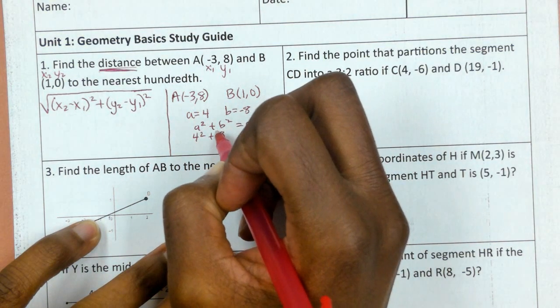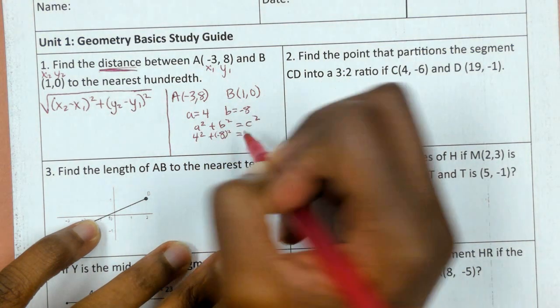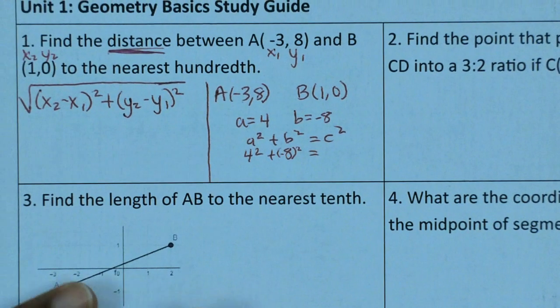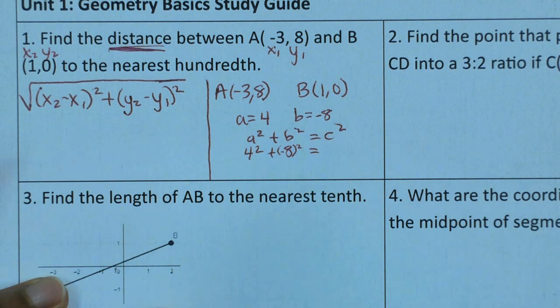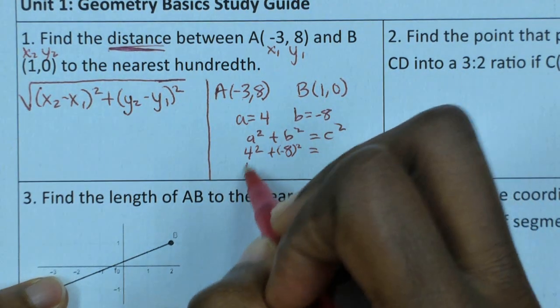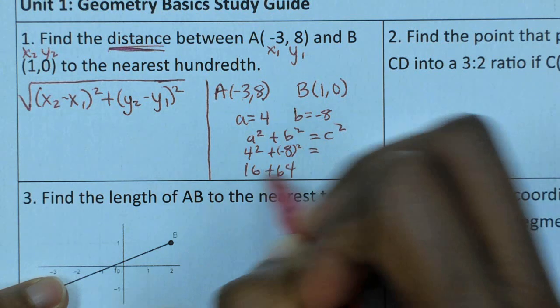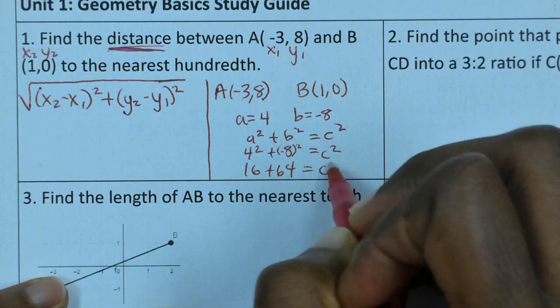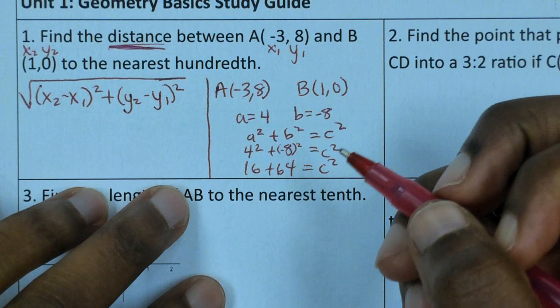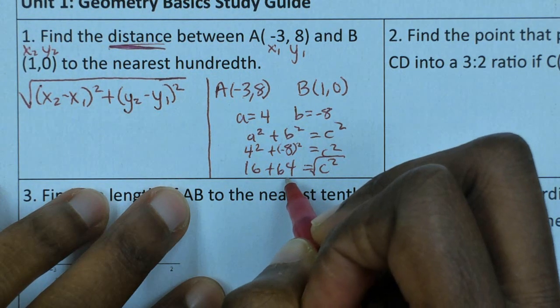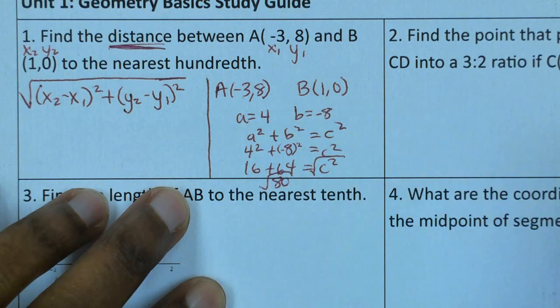So 4 squared, 16, plus negative 8 squared is the same as 8 squared, so 64. You should never get negatives at this point for the distance formula. The distance is always going to be positive. And then you square root once you add these together, so 0, 1, 80. So the square root of 80.